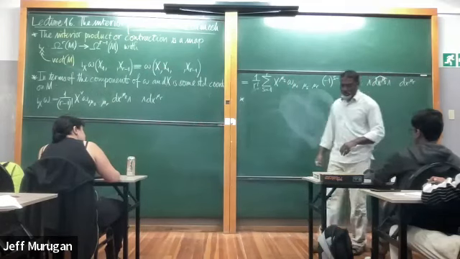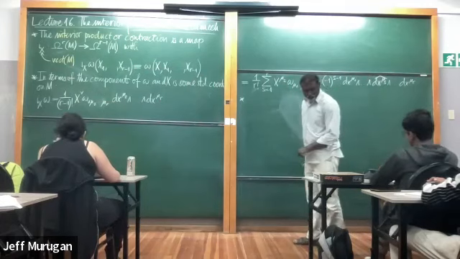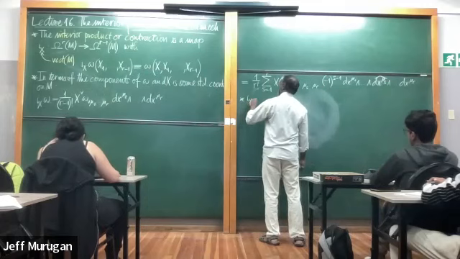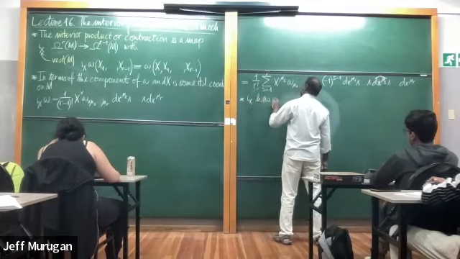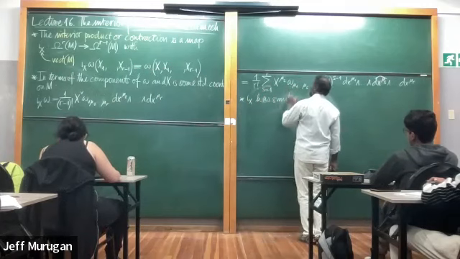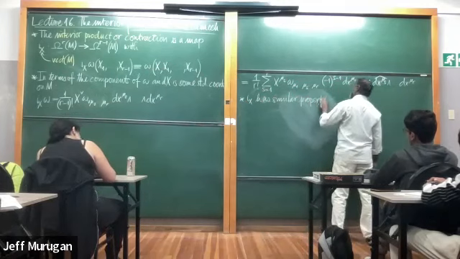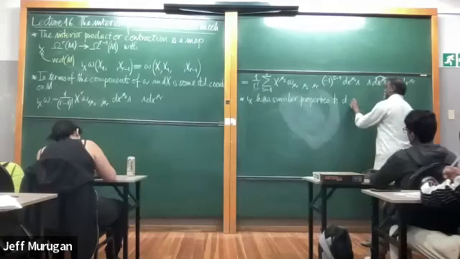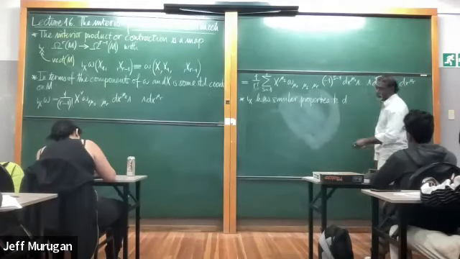So let me show you that that's the case. i_x has similar properties to the exterior derivative. Example, suppose I have a vector and a one form.